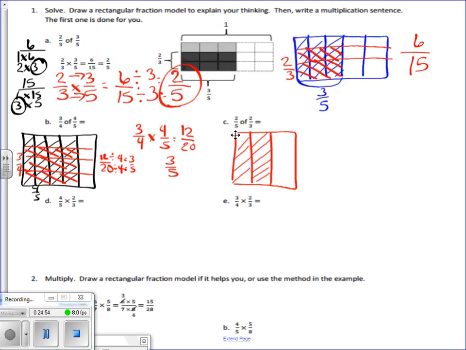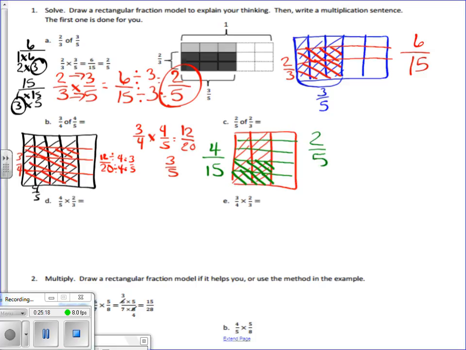Two fifths. 1, 2, 3, 4. Color in 2 of them. So I have 1, 2, 3, 4, 5, 6, 7, 8, 9, 10, 11, 12, 13, 14, 15. And 4 of them are colored in. So my answer should be 4/15.